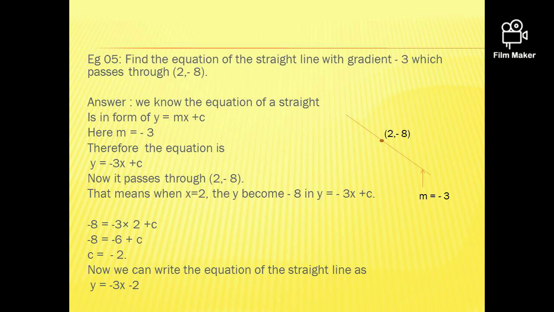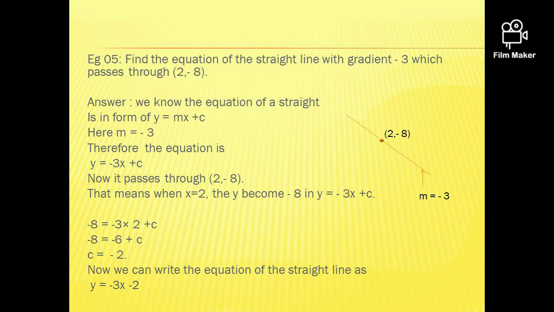Let's try to work out another example to verify the theory we have learned above. The next question is: find the equation of the straight line with gradient minus 3 which passes through (2, minus 8). Now we know the gradient is minus 3 and the line passes through (2, minus 8). Then from the equation y equals mx plus c, we know m is minus 3, because they have given the gradient as minus 3. Then I can write the equation as y equals minus 3x plus c.